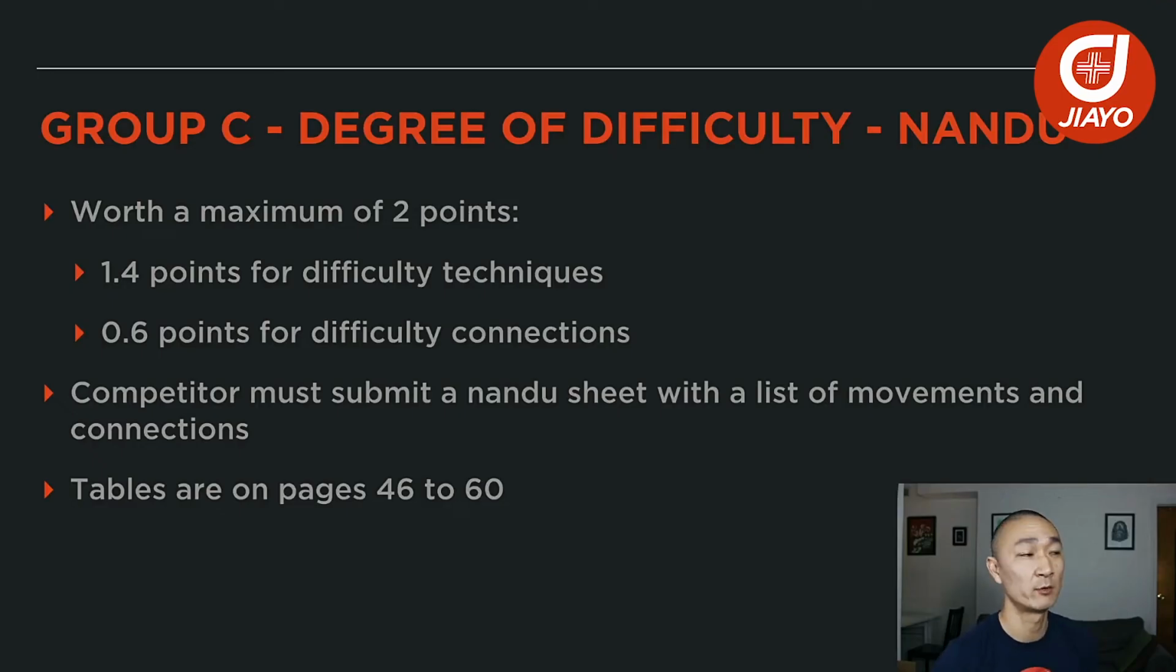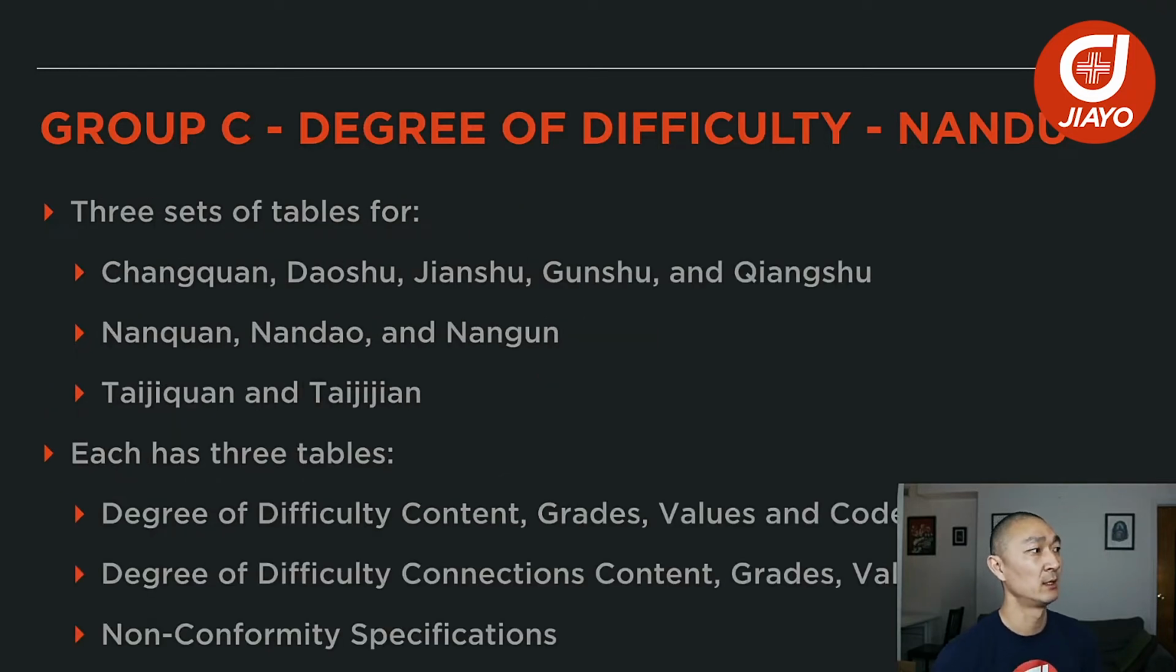The tables for degree of difficulty can be found beginning on page 46 of the rulebook. Now there are 3 sets of 3 tables for degree of difficulty. 3 sets, one for Changquan, Daoshu, Jianshu, Gunshu, and Xiangshu. That's long fist, broadsword, straight sword, staff, and spear. 1 set for Nanquan, Nandao and Nangun, southern fist, southern broadsword, and southern staff. And the 3rd set for Taichi Chuan and Taichi Jian.